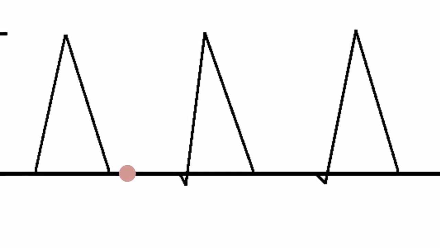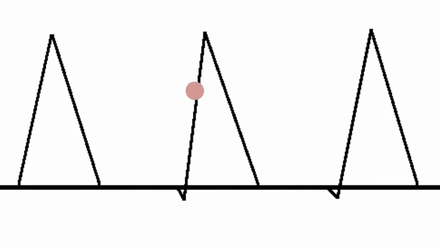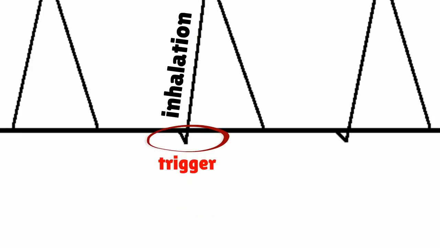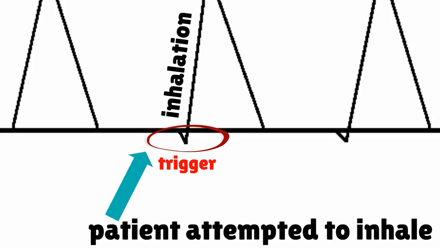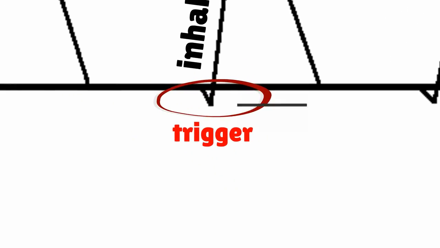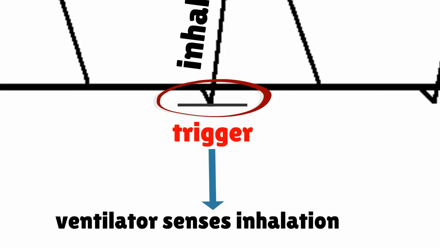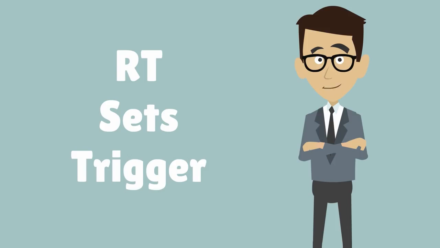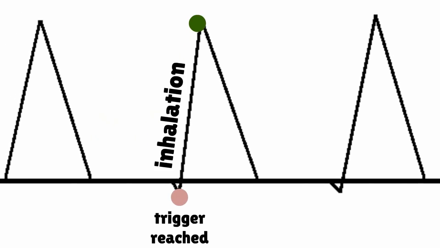When the patient triggers a breath, you will notice a slight dip at the very beginning. The ventilator will not know the patient is attempting to breathe until the patient reaches the preset trigger. And the term trigger just simply refers to the point in which you want the ventilator to respond to a patient's efforts to inhale. The respiratory therapist is the one that determines this. And once the trigger has been reached, the ventilator will deliver a breath.